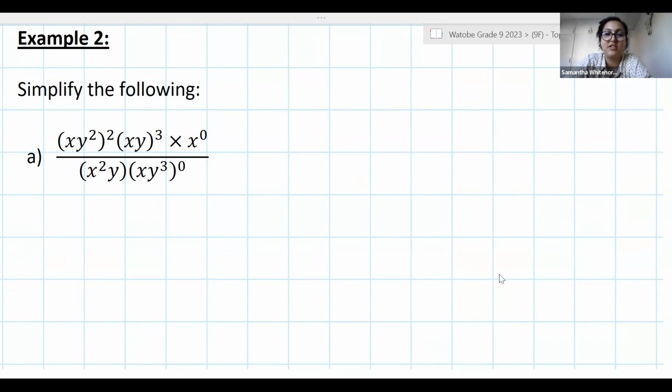Remember, guys, you gotta apply your division laws, your zero exponent laws, your multiplication laws. Like I said, this is a combination of everything.